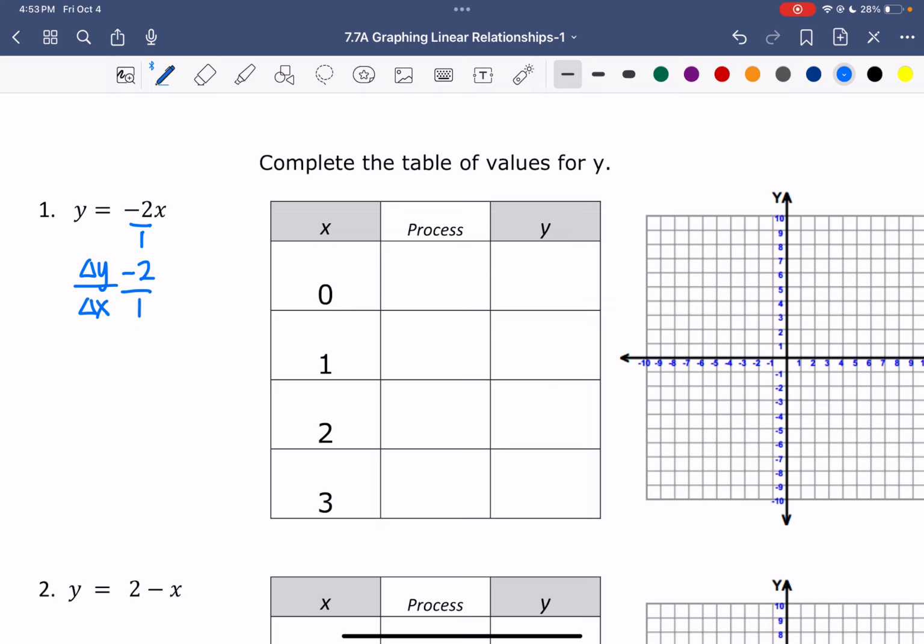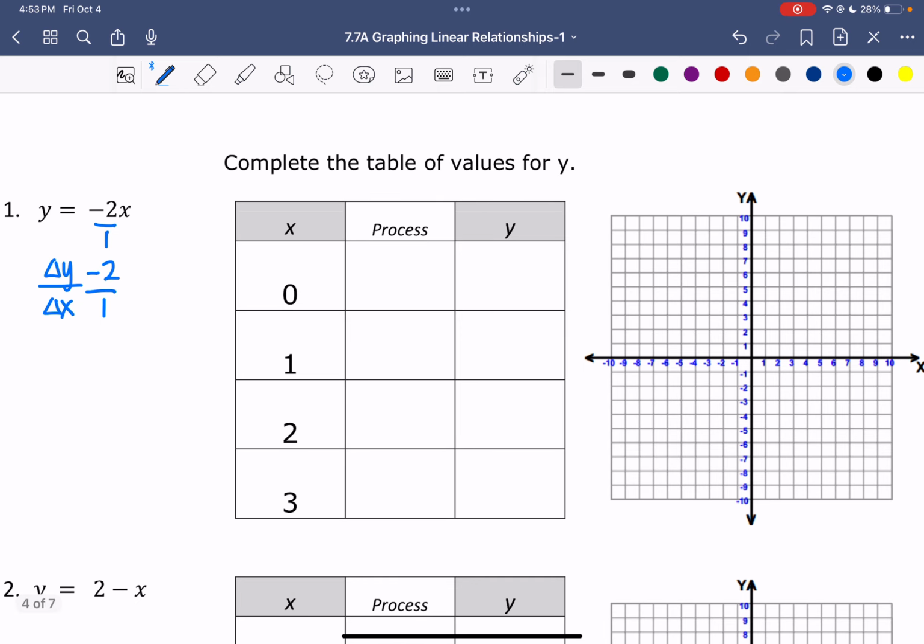I don't like for kids to learn rise over run, because then they think all lines rise and then they run, and they all don't rise. Some of them go down, and you're going to see it now. So my x value. Oh, and the rule is also known as process.